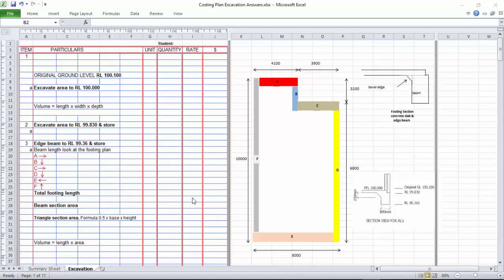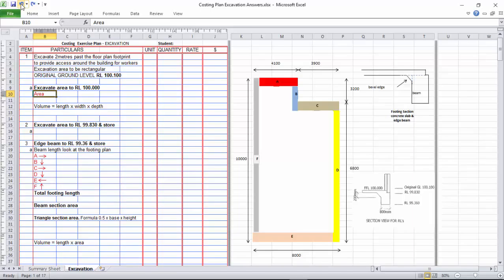Hi everyone, today we're looking at calculating the volume of spoil to be excavated in a costing exercise plan. First of all, we'll put our details at the top, identifying the project, then we'll put our student name in. We'll put item 1 in, which is the particulars: excavating 2 meters past the floor plan footprint to provide access around the building for the workers, excavation to be rectangular.